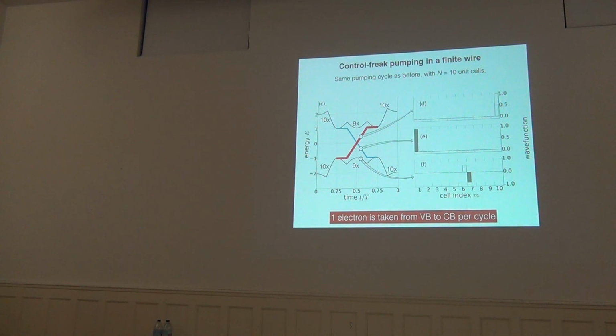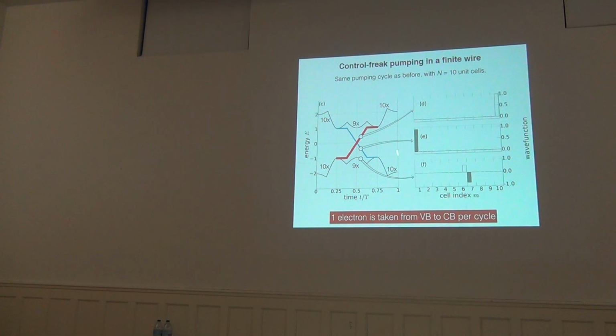What they can do is go up to the conduction band, and if they are up in the conduction band, they can move left as pumping is going on. But to go up to the conduction band, you need a level which is connecting the valence band with the conduction band. And that's illustrated here.